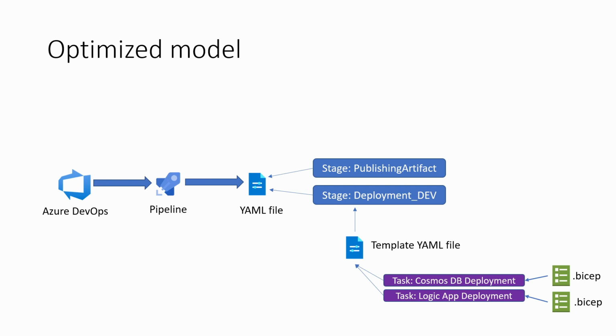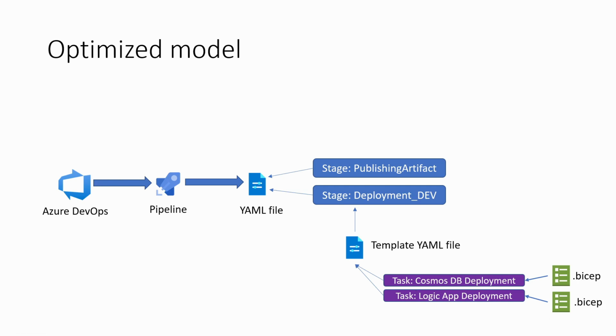What improvement I get here is that this template YAML file can be reused to deploy different integrations. So I can simply reuse the same template with different bicep files so that the Cosmos DB account will be deployed separately for a particular integration. And the logic app will be deployed with its own bicep file.